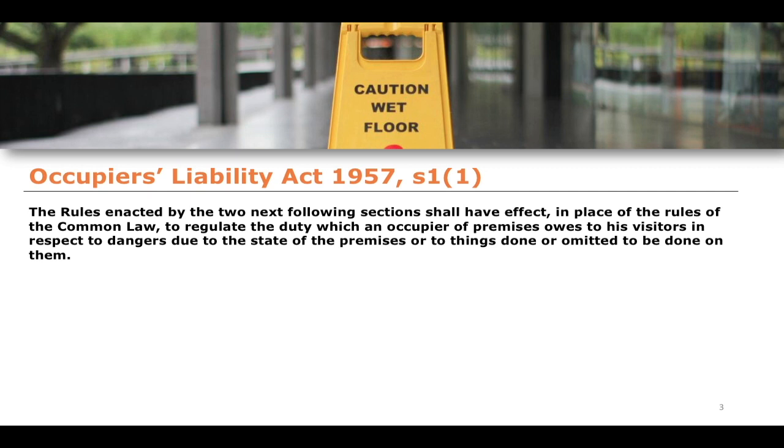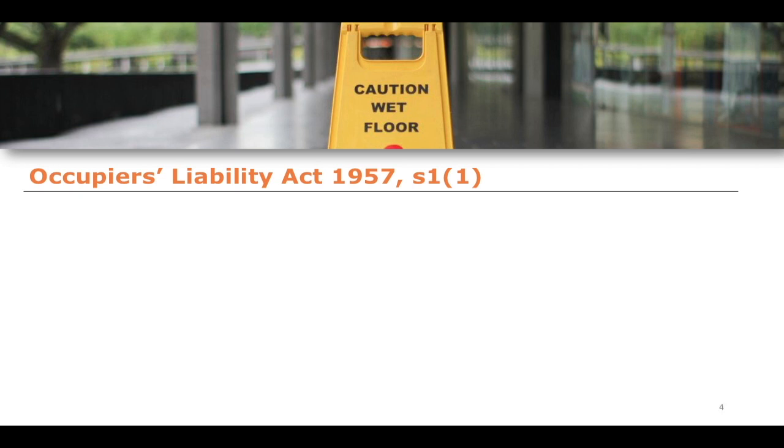So they shall have effect in place of the rules of the common law to regulate the duty which an occupier of premises owes to his visitors in respects to dangers due to the state of the premises or to things done or omitted to be done on them. That's what occupiers' liability is. That's how we defined it in the previous lesson. That's how the legislation thinks about it here.